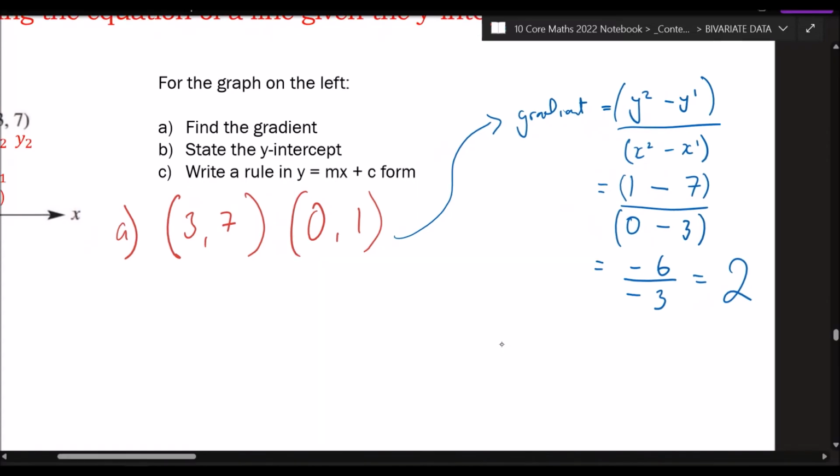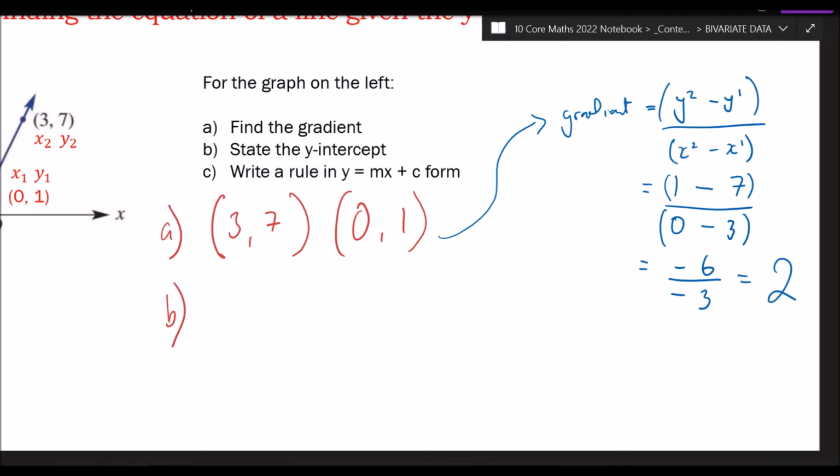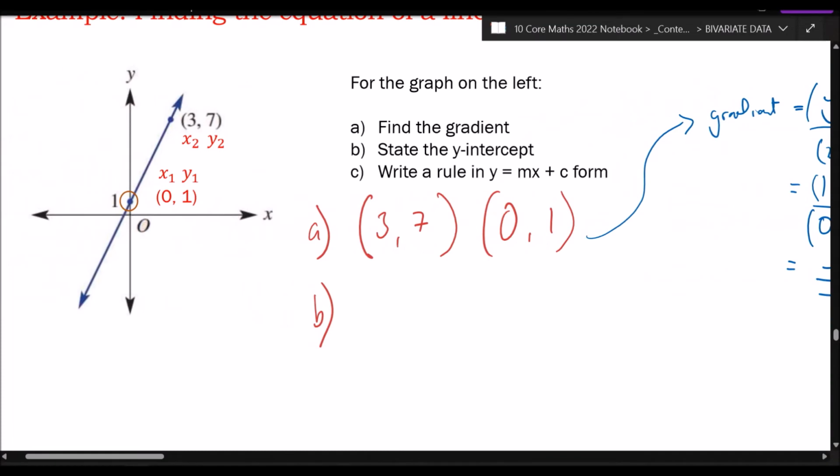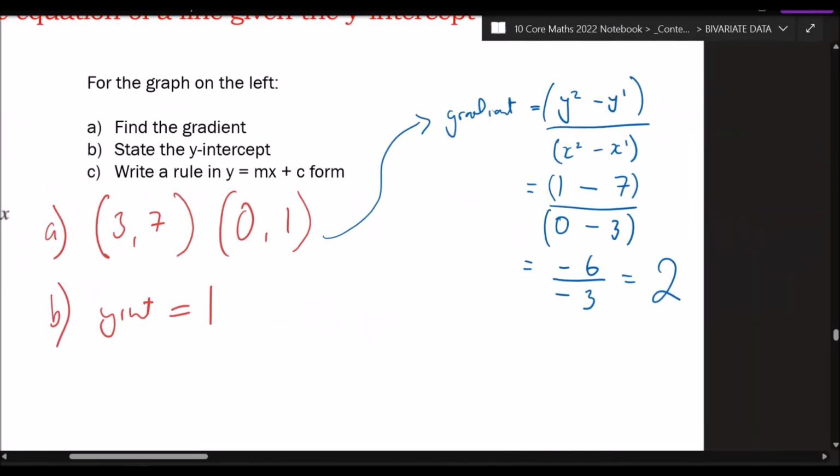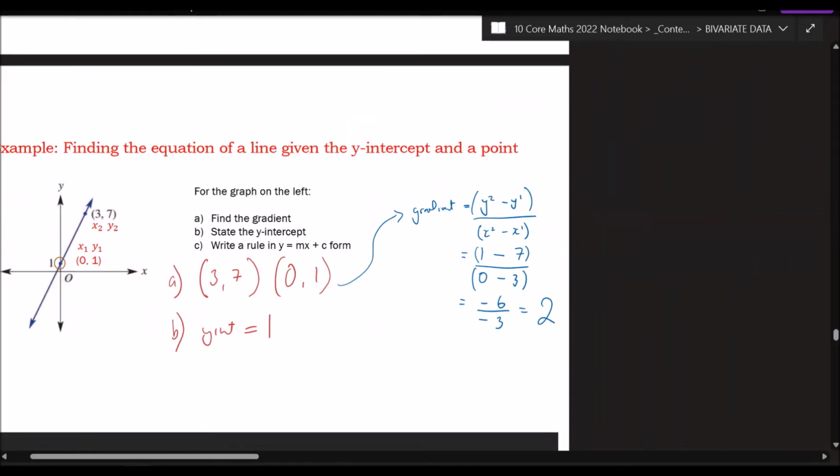All right, so that's the first part. Part B, state the y-intercept. What is the y-intercept? The y-intercept is where the line hits the y-axis. Anyone want to tell me what the y-intercept is? 1. Good, so the y-intercept is 1. Now let's put it in our formula. This is my y-intercept, and that's my gradient right there in blue.